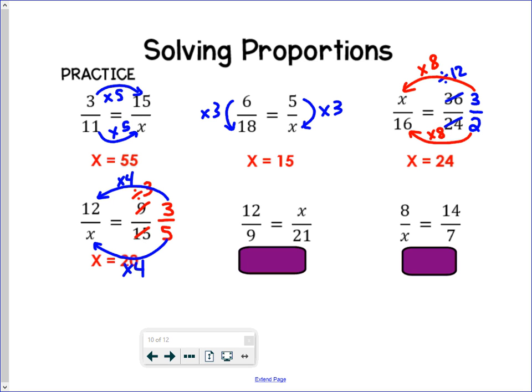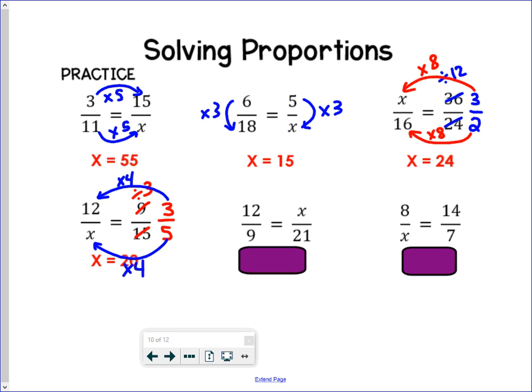Remember, these are all equivalent fractions. 3 elevenths is equal to 15 fifths. 6 eighteenths is equal to 5 fifteenths. They're both 1/3. 24 sixteenths is equal to 3 halves. They're both equivalent fractions. And 12 over 20 is the same size as 3 over 5. So all these fractions that you're doing right now are all equivalent fractions. And that's what proportions are.